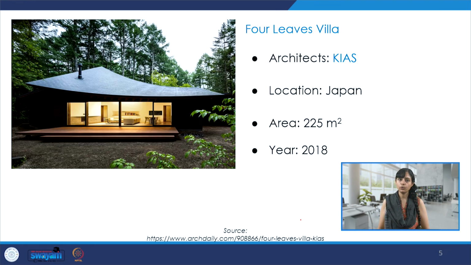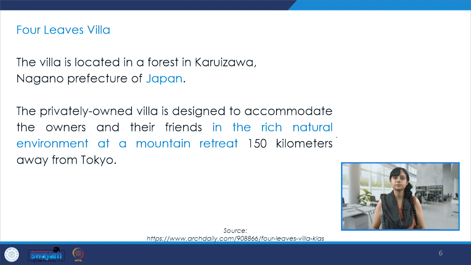So this is Four Leaves Villa and the architects are KIAS. It's a Japan-based project, and to just give the idea of the area, it is 225 square meters and the year of construction is 2018. It's located in Japan, in the middle of a forest, and it's a very interesting retreat which capitalizes on the natural environment at a mountain retreat, which is 150 kilometers away from Tokyo.